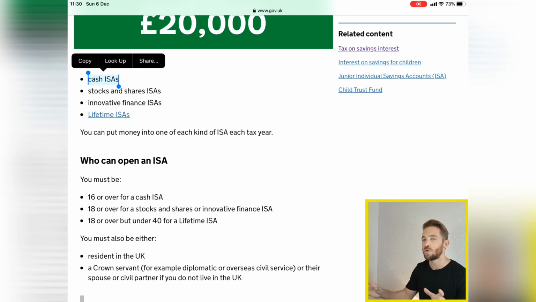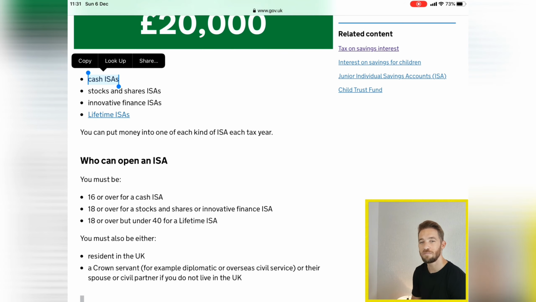Then once I've actually got those 2 ISAs open in future tax years, it's fine to have 2 or 3 or 4, but I can't pay into more than one in the same tax year. So in future, I'm going to have to choose between them. Which one do I want to pay into in that particular year?